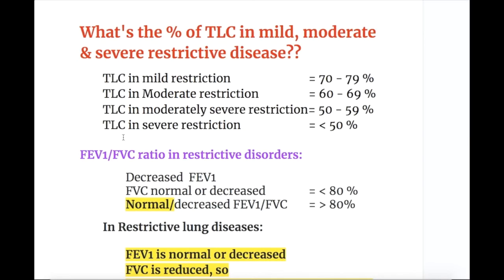What's the percentage of TLC in mild, moderate and severe restrictive diseases? In mild restriction, TLC is 70 to 79%. In moderate restriction, TLC is 60 to 69%. In moderately severe restriction, TLC is 50 to 59%. And in severe restrictive disease, it's less than 50%.